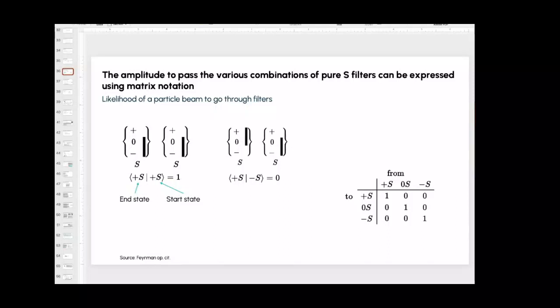So we have a plus filter, and of course the likelihood to go from plus S to plus S is 1. But if we have this filter, the likelihood to go from minus S to minus S is 0.